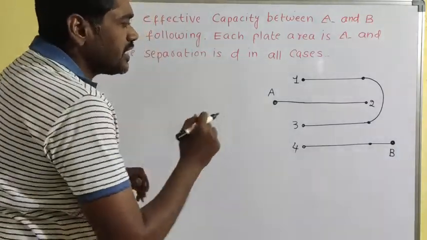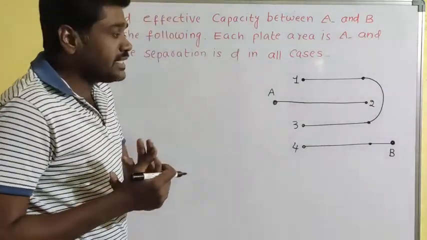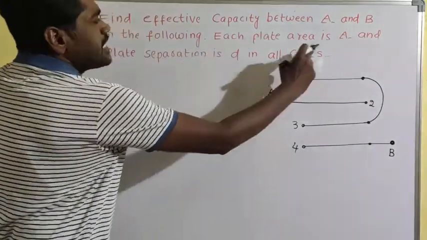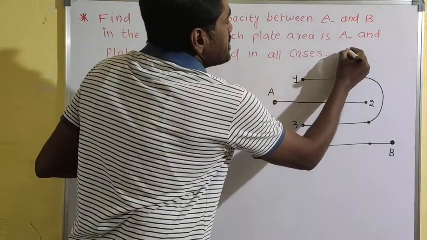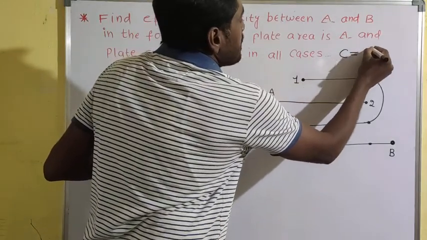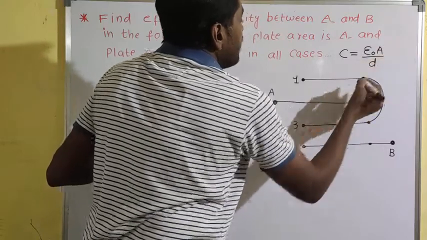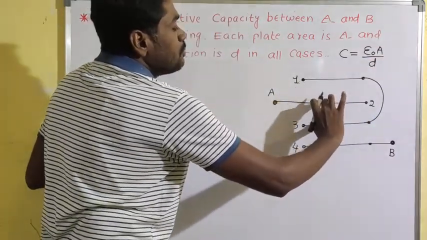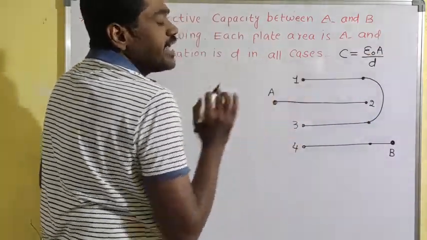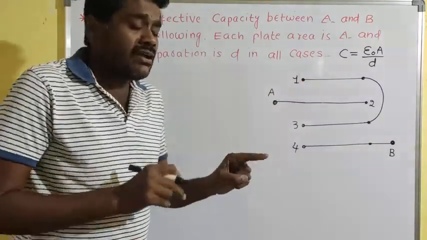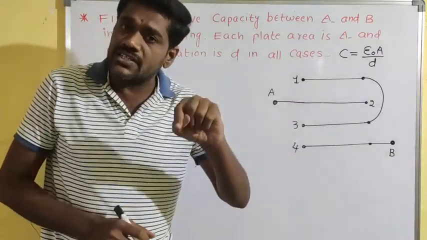So very simple. Now here, one thing: everything is the same, the area is the same. Therefore, what is the capacitance of each capacitor? Each capacitor is equal to epsilon naught A by D, where D is the distance between the two plates and A is the area of each plate. But what is the main difference between the first and the second one?